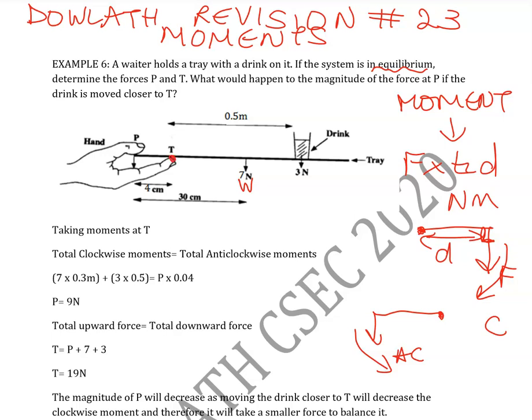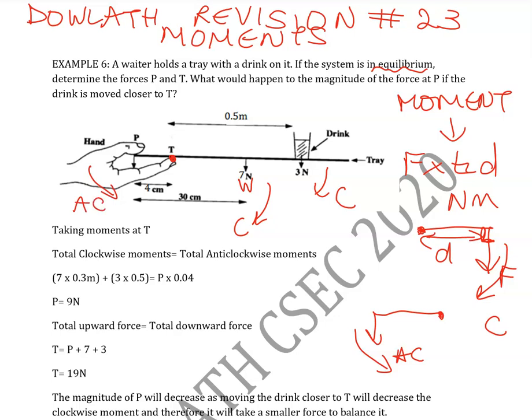So about that point, you're going to have the tray rotating. Now each force is going to cause my tray to rotate with respect to T, because remember, T is a fixed point, it's not rotating, it's rigid, right? So my 7 Newton force will pull in a clockwise direction, my 3 Newton force pulls in a clockwise direction, and my P is going to pull in an anti-clockwise rotation.